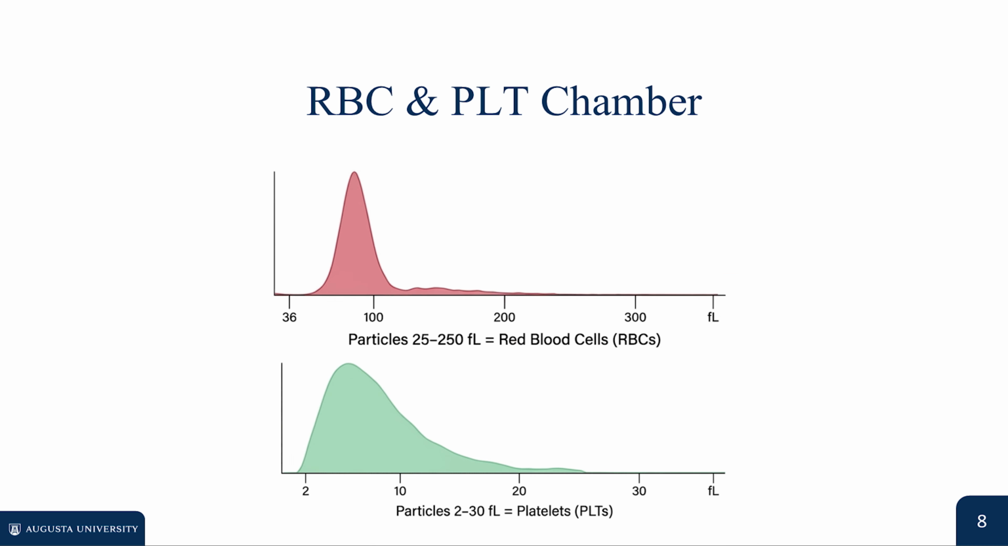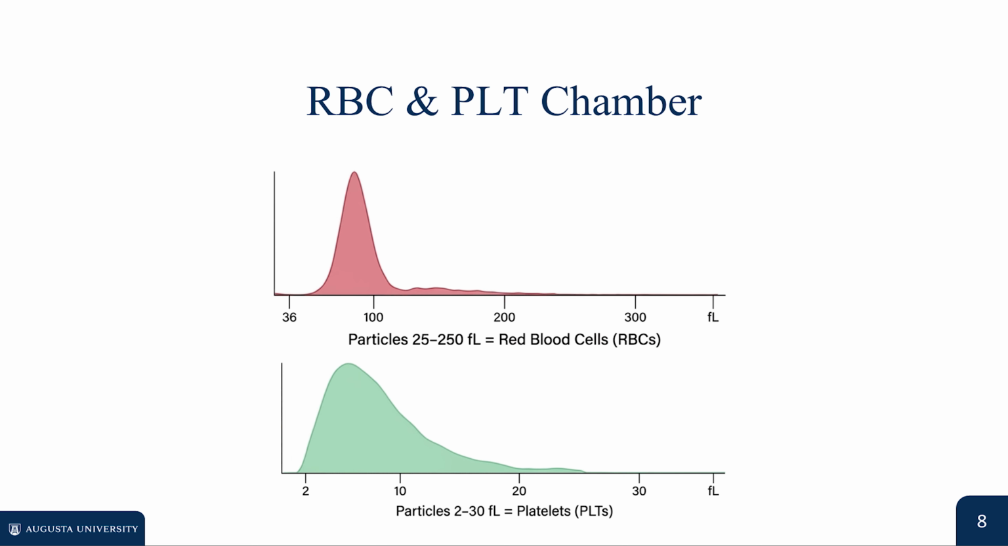In the RBC and platelet chamber, intact blood cells suspended in isotonic diluent are counted without lytic interference. Erythrocytes are sized between approximately 25 and 250 femtoliters. Platelets are simultaneously sized in the lower pulse range of 2 to 30 femtoliters, with raw channel counts fitted to a mathematical log normal curve to produce a final platelet count.